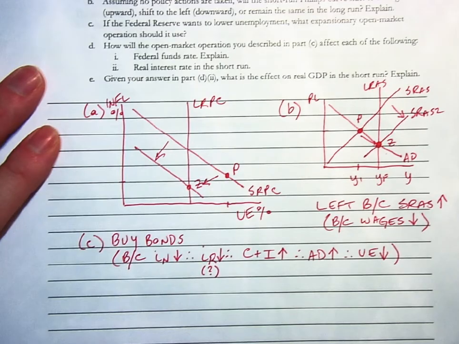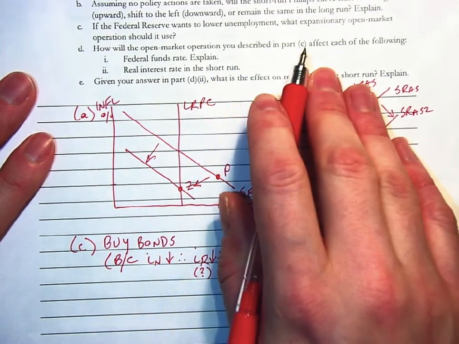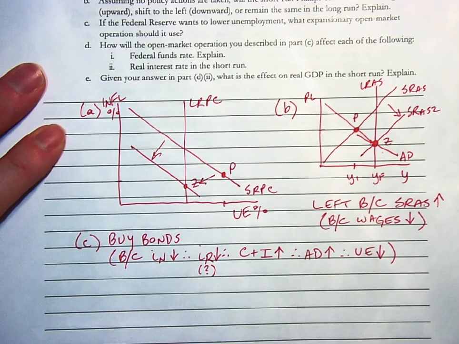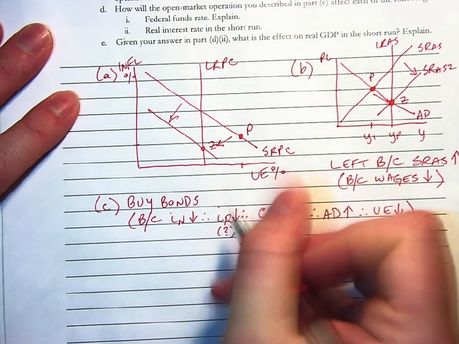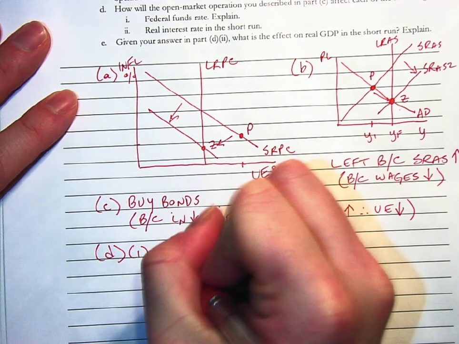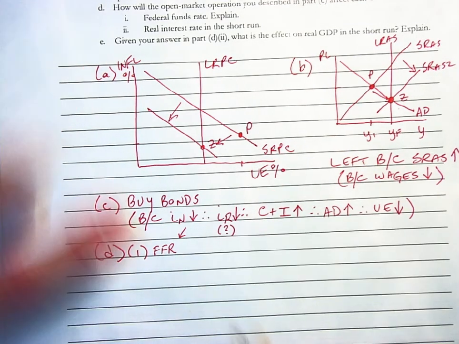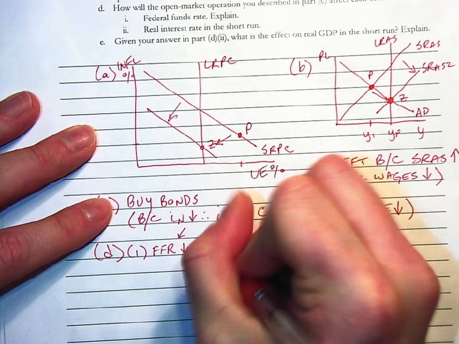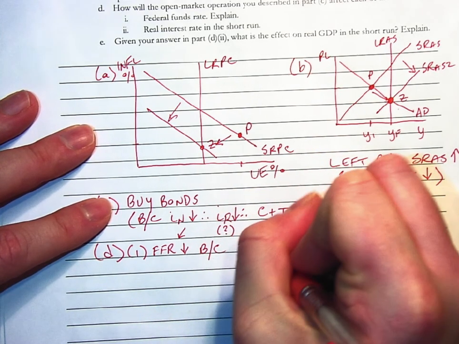Okay, so now part D, how will the open market operation you described in C affect each of the following? Federal funds rate, explain. Real interest rate in the short run. Okay, so this is actually what I just wrote here. So D1, the federal funds rate is just that nominal interest rate. That's actually what it is. So the federal funds rate goes down, and we'd say because the supply of money went up.